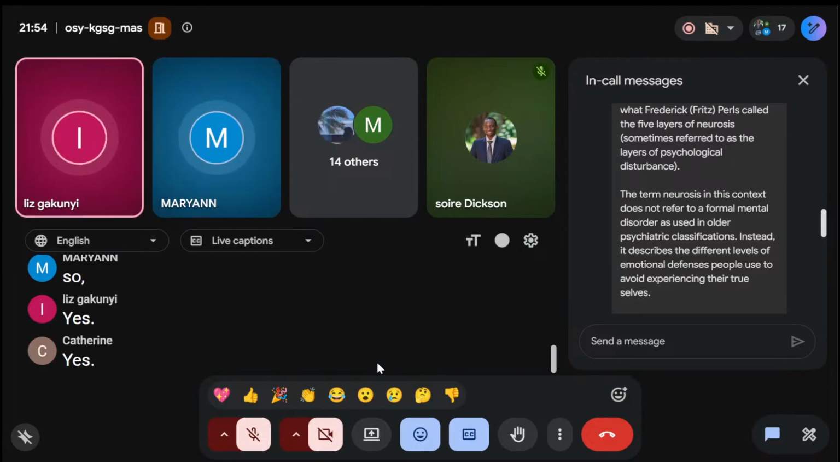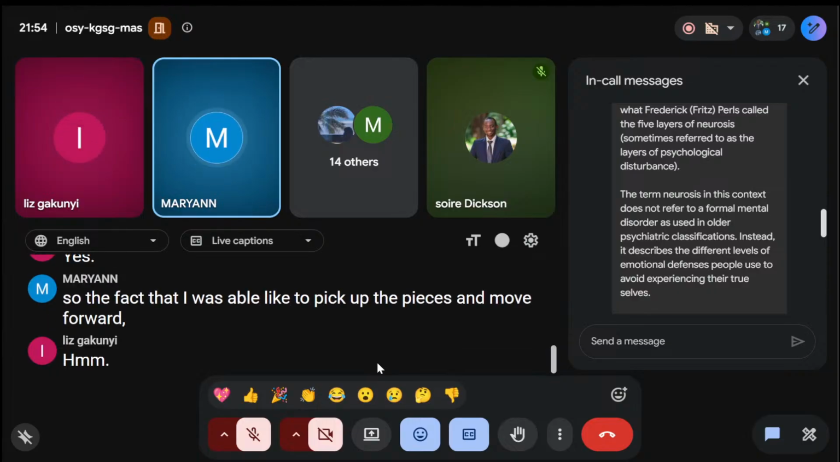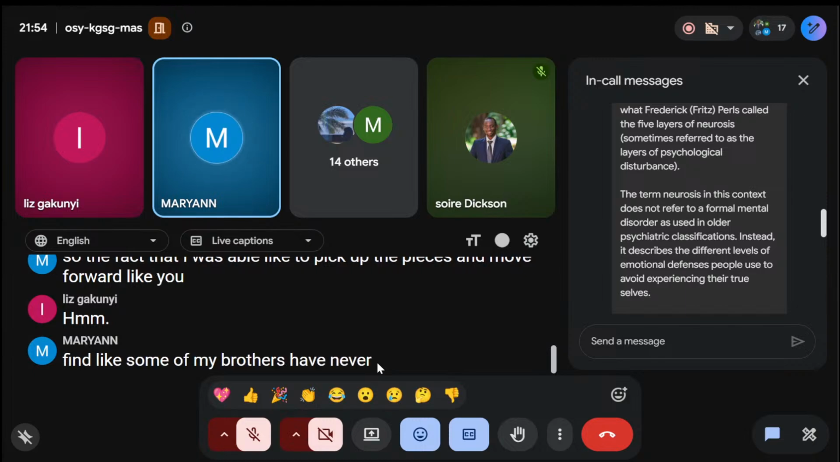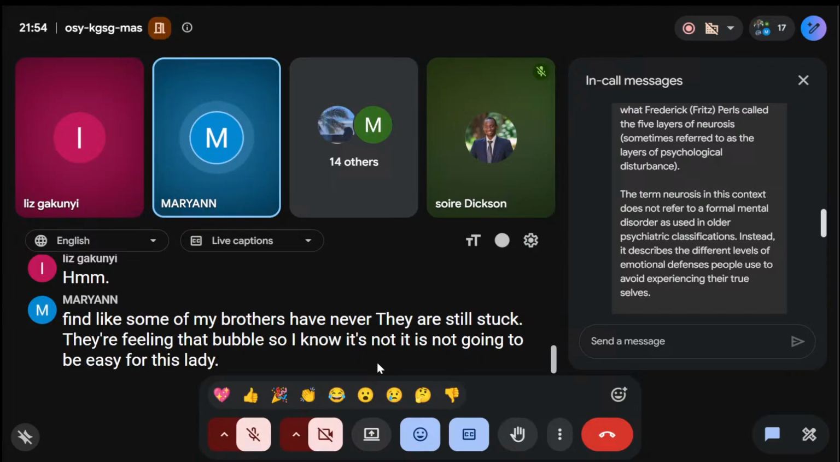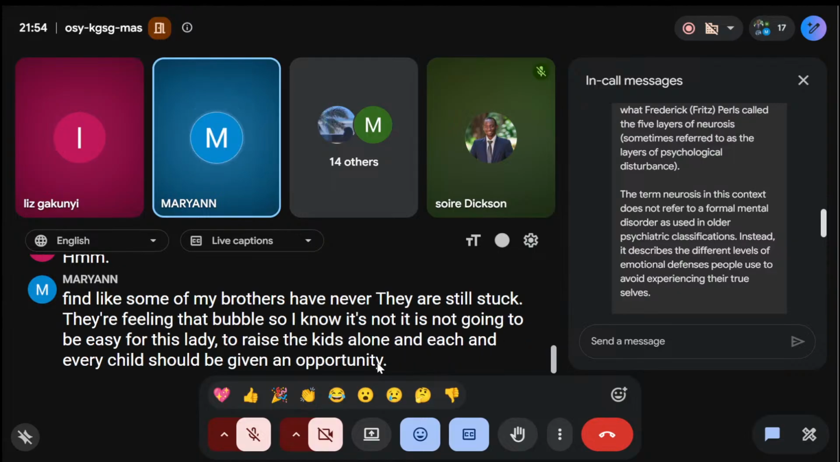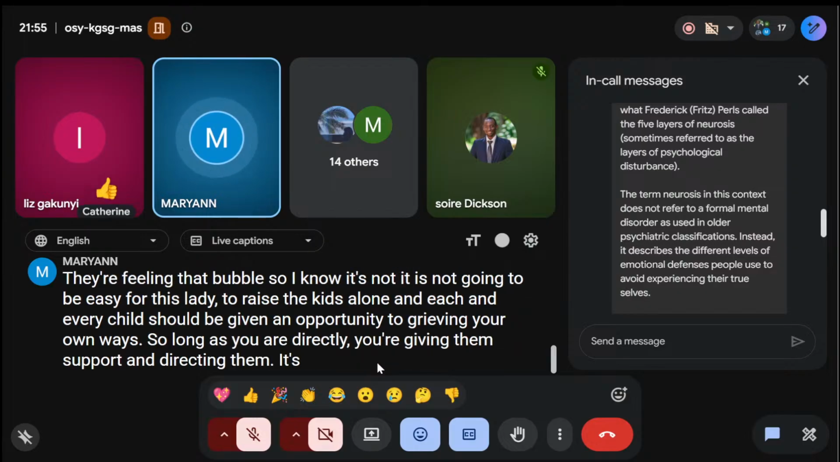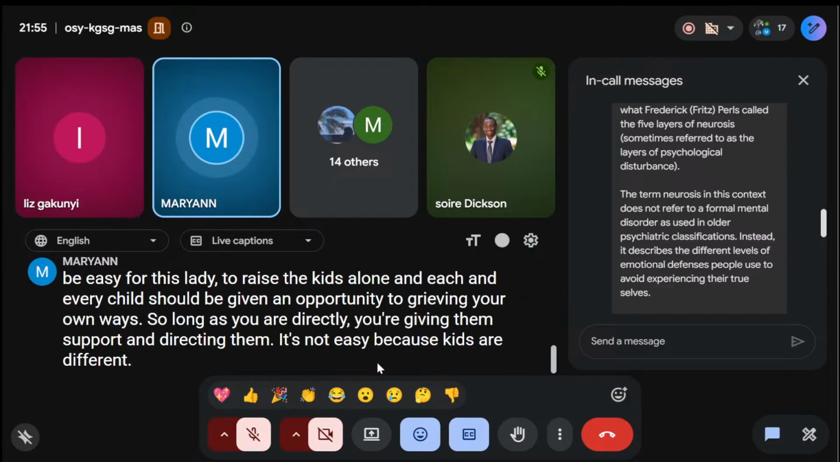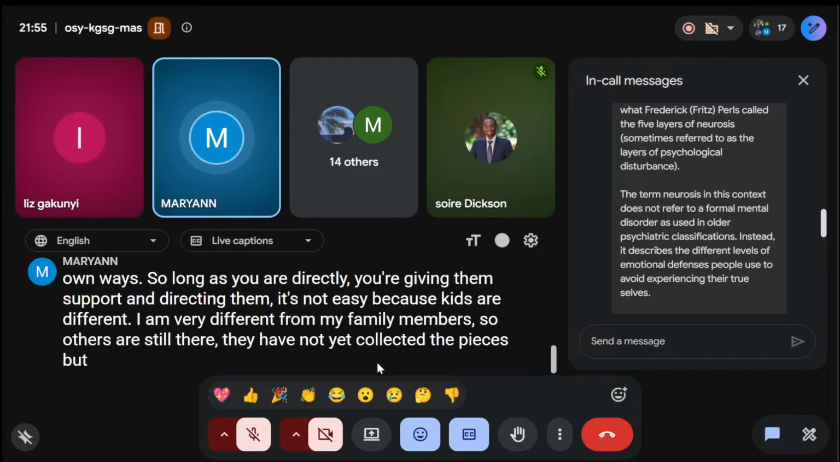Yes, sure. Last thing I wanted to share is that children are different. The fact that I was able to pick up the pieces and move forward, you find that some of my brothers have never, they are still stuck. They are still in that bubble. So I know it is not going to be easy for this lady to raise the kids alone. Each and every child should be given an opportunity to grieve in their own ways, so long as you're giving them support and directing them. It's not easy because kids are different. I am very different from my family members. Others have not yet collected the pieces, but it is what it is.